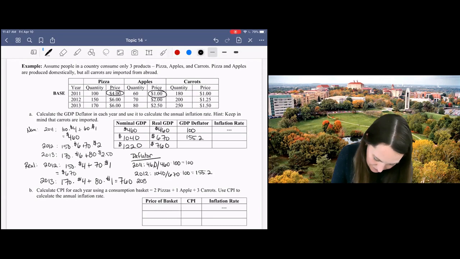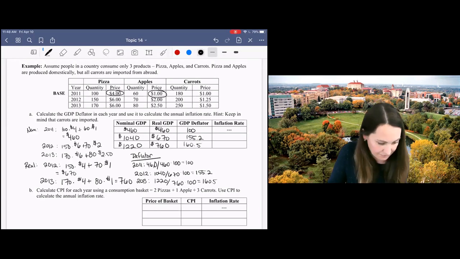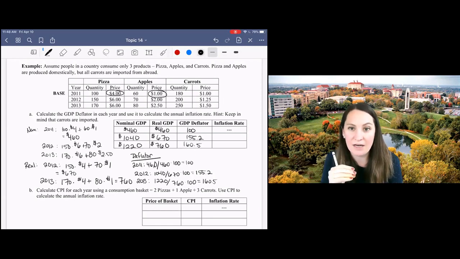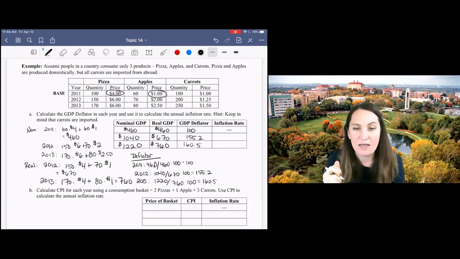And nominal over real times 100, that's 160. All right. Final step is to calculate the inflation rate. That's the rate of change or the percent change in our GDP deflator, which is the price index that we're using in this calculation.